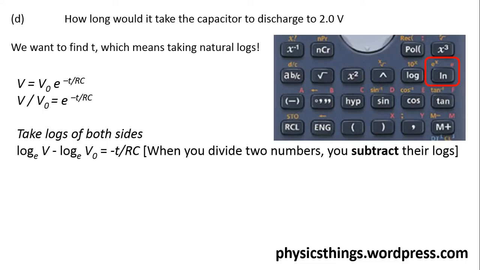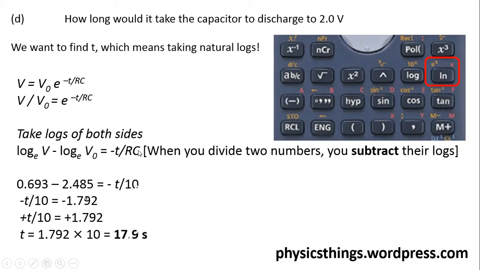Now that I have this here, I can just use my natural log button and do log of my voltage, that was my 2 volts, minus the log of initial voltage, my 12, is equal to the t that I'm looking for over RC. One last bit of rearranging, and I can plug all of my numbers in to get a time of 17.9 seconds.